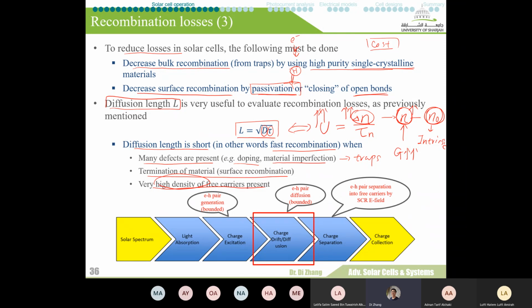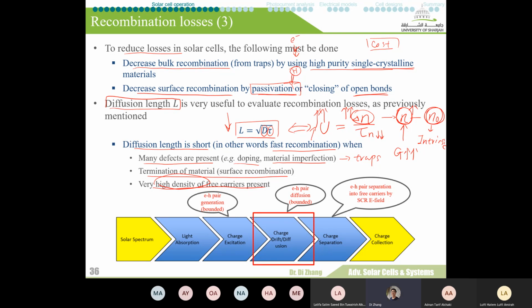If you have a high density of free carriers present from absorption or excitation, this typically will also increase the recombination, and therefore it will decrease the diffusion length. If you have a faster recombination rate, this typically means that your carriers will only exist for a very short lifetime, and very quickly they are going to disappear because of recombination. This will give you a very short diffusion length.